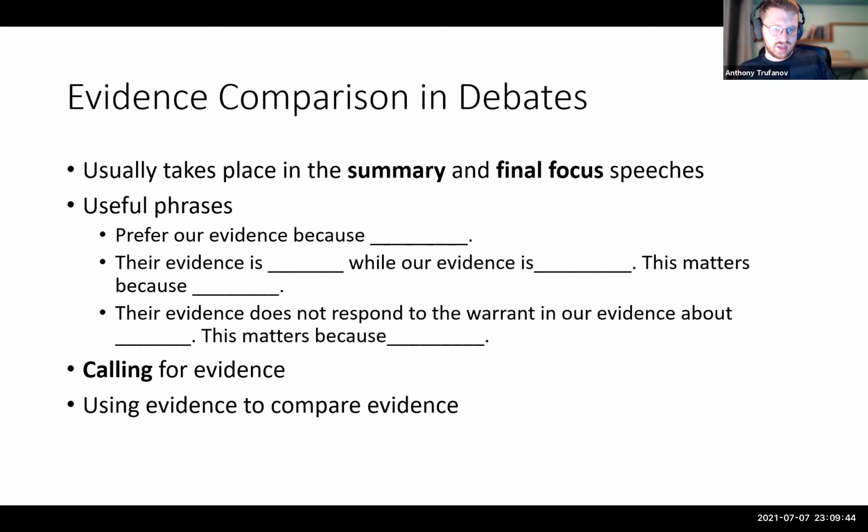Useful phrases to do this. You saw me use the first two just now. Prefer our evidence because it's more recent, it's more conclusive. Our evidence makes a causal claim, right? Their evidence is blank while ours is blank, and that matters because blank. That's also a great phrase. Their evidence is from a newspaper while our evidence is from a professor.